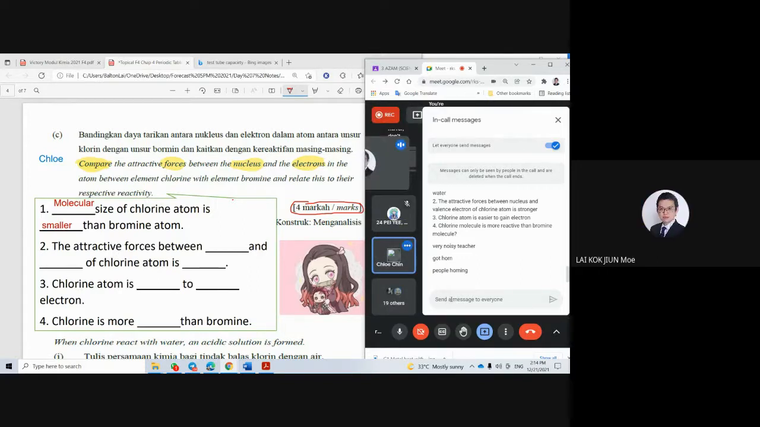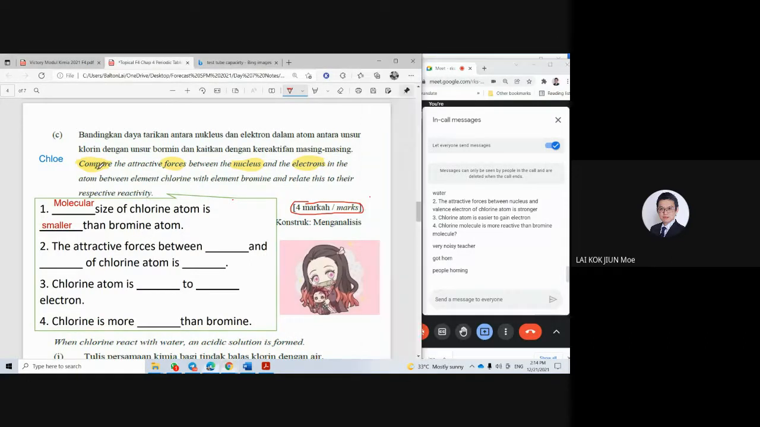Okay. So you see, Chloe, your question is very good. You see, they ask you to compare. So here 4 marks. If I didn't give you the scheme like this, you see compare, how many marks? Compare and then relate it with what? Their reactivity. So you see, compare the attractive force. If I didn't show you this answer, do you think you can write out all these 4?